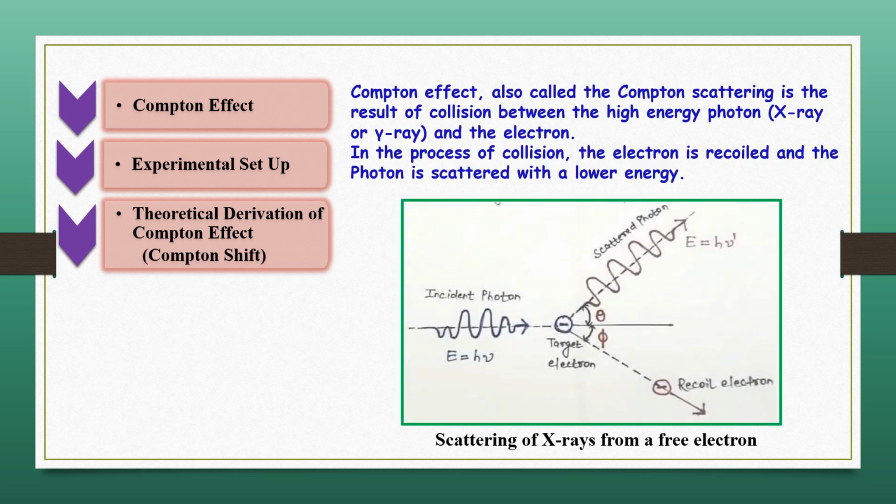So the Compton effect, also called Compton scattering, is the result of collision between high energy X-ray photons and the free electrons of the target material. And in the process of collision, the electron is recoiled and the photon is scattered with a lower energy.